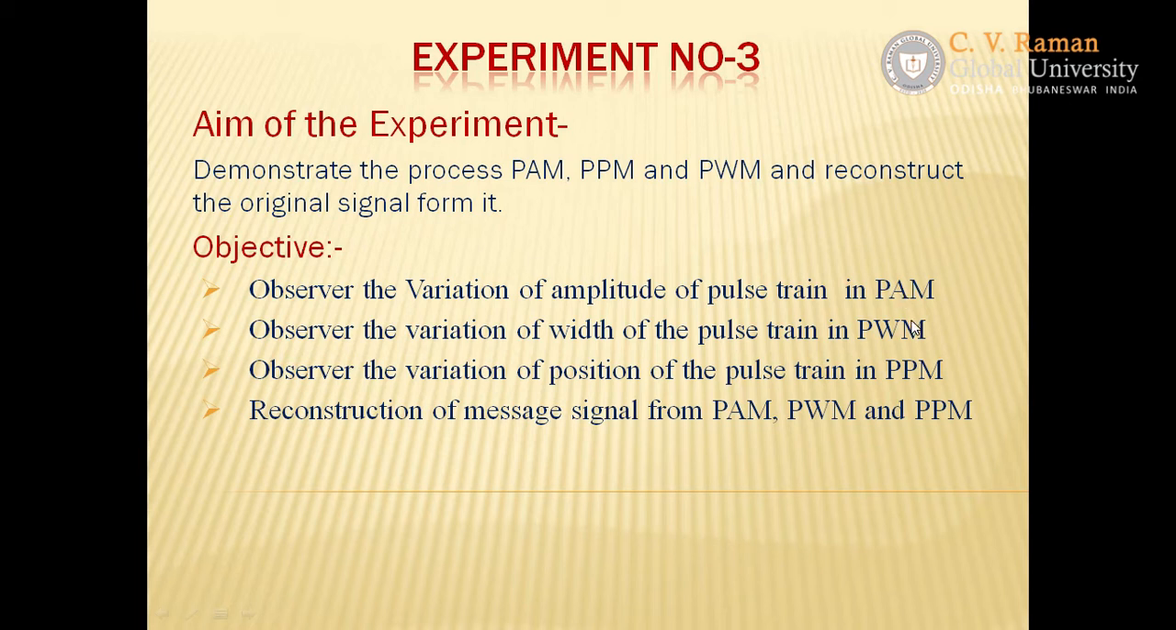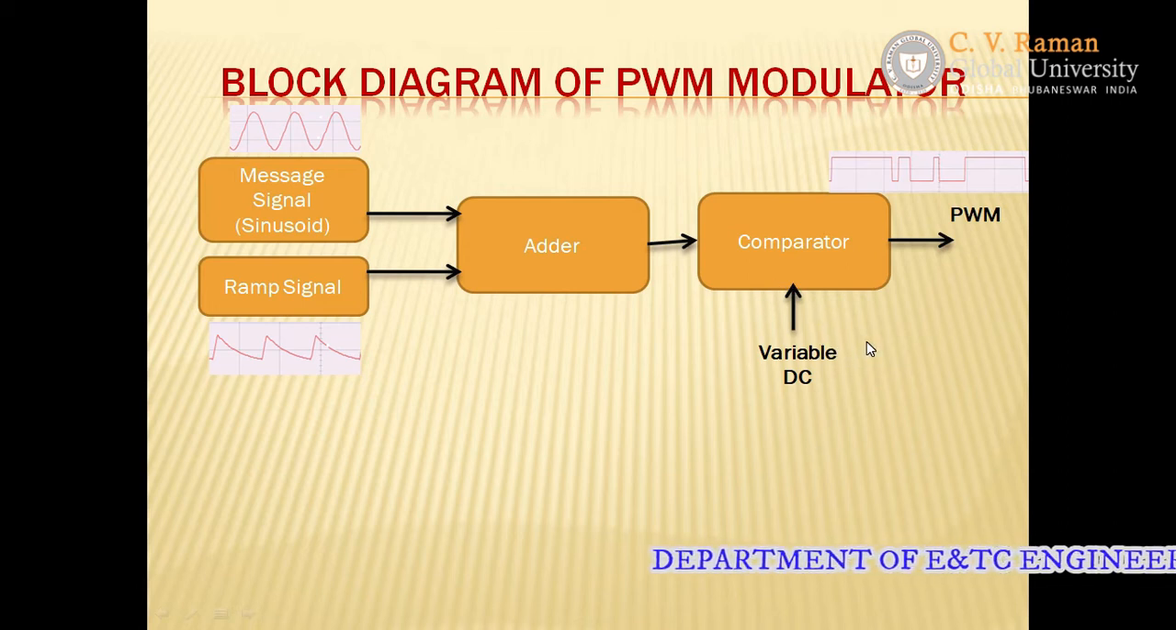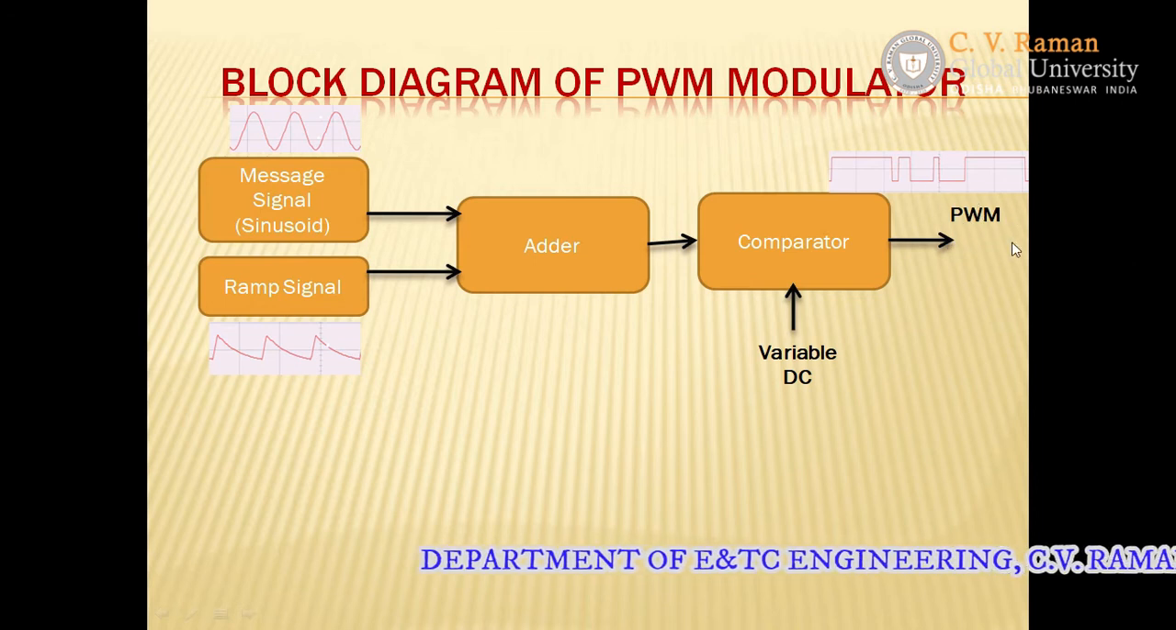Now we'll go to the PWM and PPM experiment. If we see the block diagram of the PWM modulator, first you are taking a message signal here. That message signal is a sinusoidal signal, a single frequency sine signal we have taken. Then you have to take a ramp signal. Then both the signals will be added using an adder. Then this adder output will be given to a comparator, and this comparator is also fed with a DC which is variable. So the output will be your PWM signal.